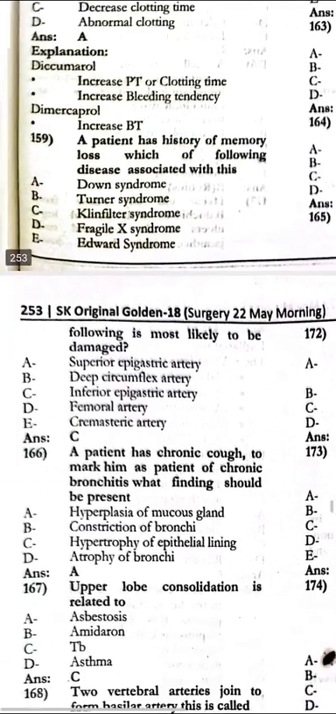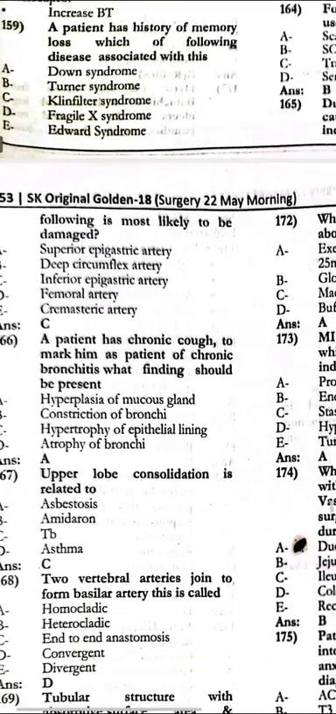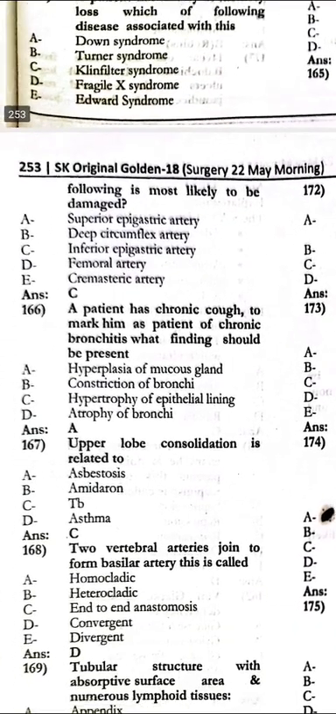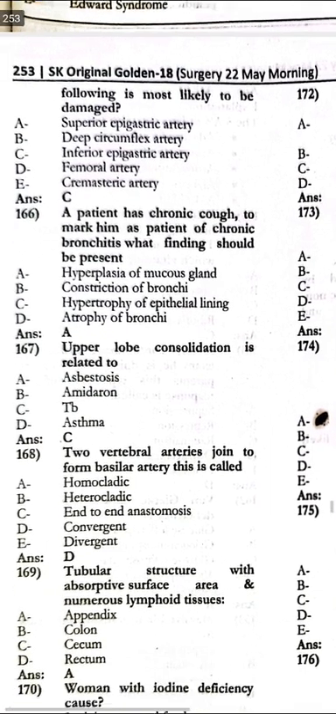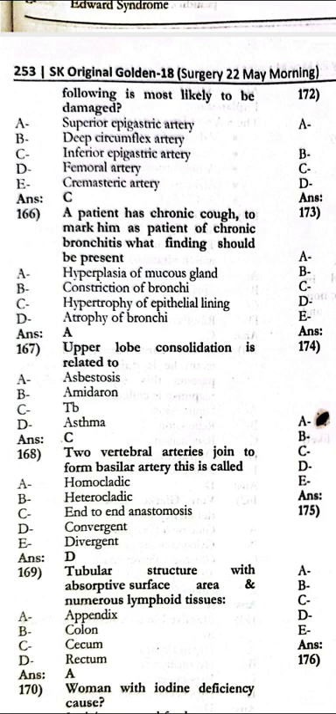During suprapubic catheterization, a transverse incision is given. Which of the following is the most likely damaged? That is the inferior epigastric artery. To mark the patient as chronic bronchitis, which finding should be present? The hyperplasia of the mucus gland. Upper lobe consolidation is related to TB.